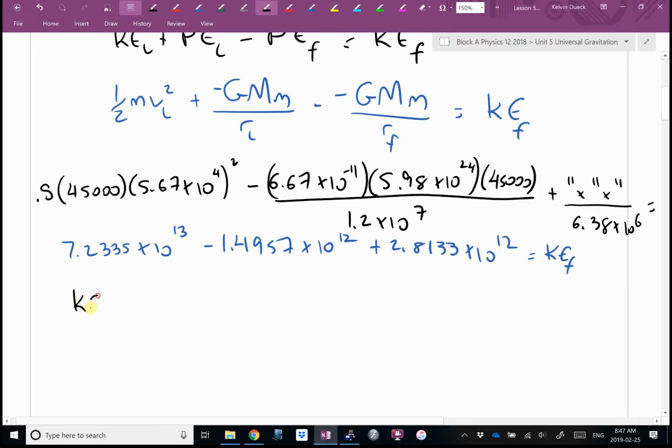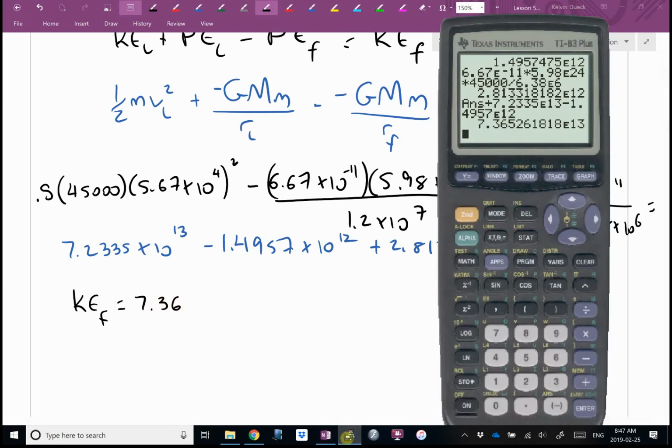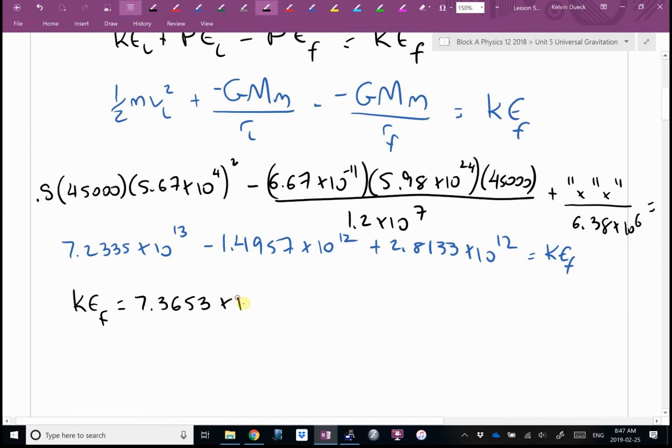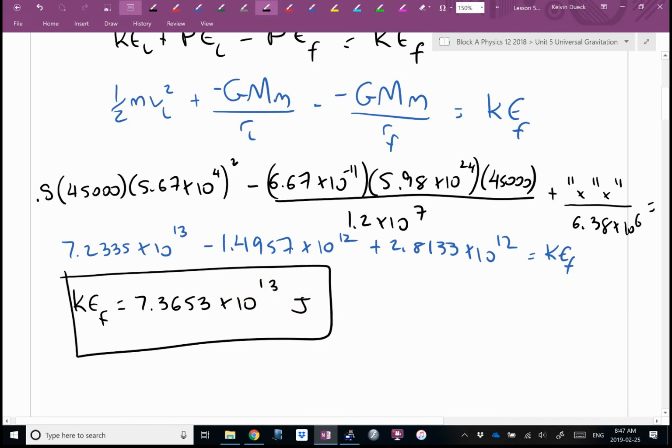So the kinetic energy final equals 7.3653 times 10 to the 13th. That's how much energy it has when it impacts the Earth. Is that a lot?